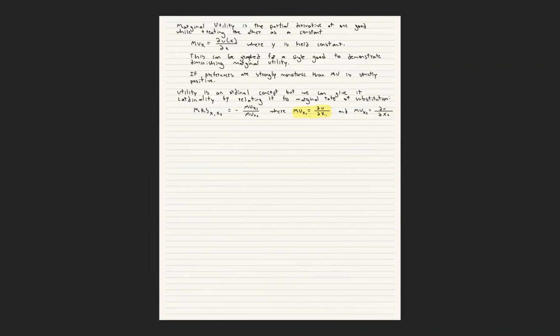We also have marginal utility, which is of course vital to calculating the marginal or technical marginal rate of substitution.